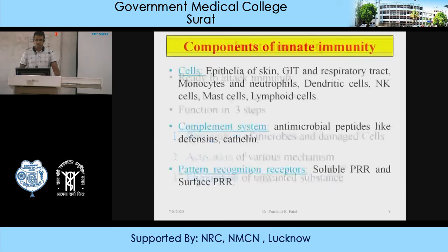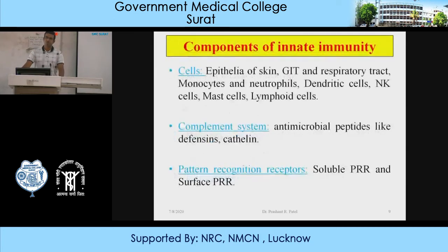Now what are the components of innate immunity? There are various components like cells, complement system, and receptors, all of which work together in innate immunity. Cells are basically epithelia of skin, GI tract, respiratory tract, monocytes, neutrophils, dendritic cells, and NK cells; all these cells play an important role in innate immunity. Components of the complement system include defensin and cathelicidin. Then various receptors are known as pattern recognition receptors. They are of two types, soluble and surface receptors.